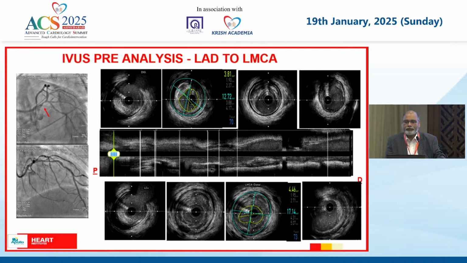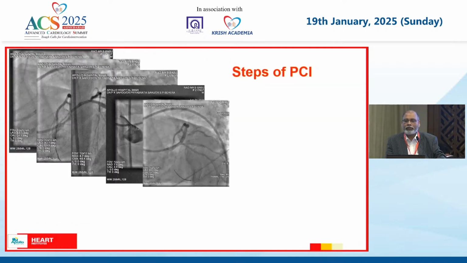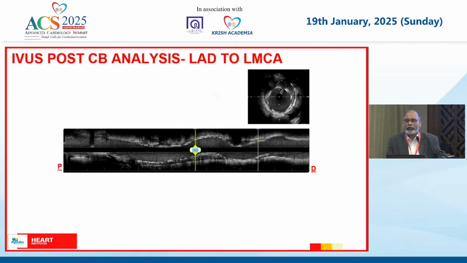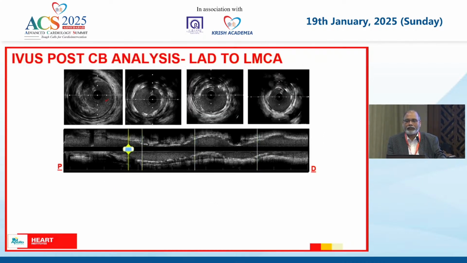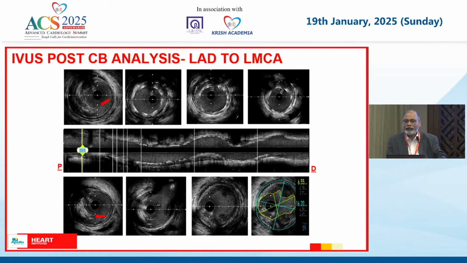So the next thing to be done was to go for a single stent strategy after doing a cutting balloon. Post cutting balloon, you can see how the cuts have come. You can see the red arrows showing the cuts. After the cutting balloon, it has expanded to 6.55, but there's still more to do.